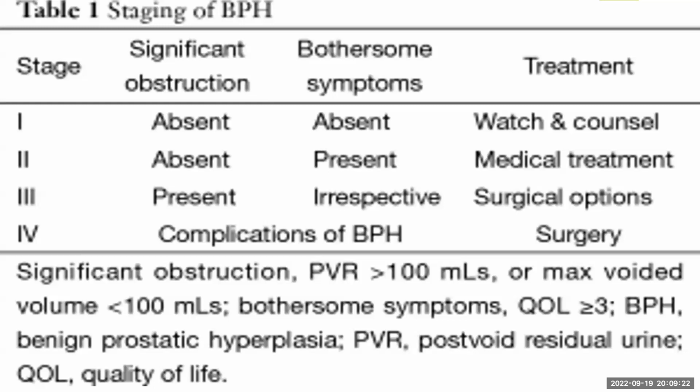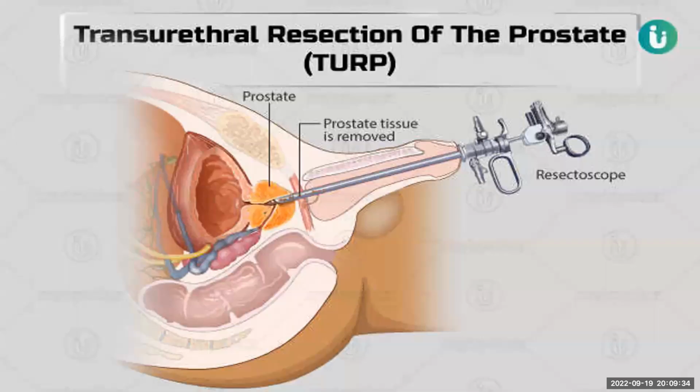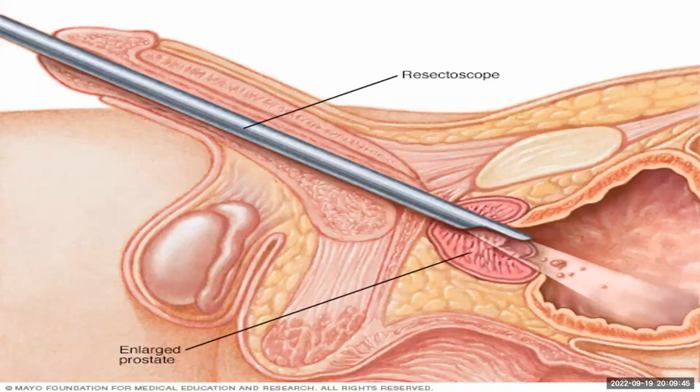We have completed the bladder. Now we are talking about benign prostate hyperplasia. So this is the TURP procedure, how the prostate is removed.